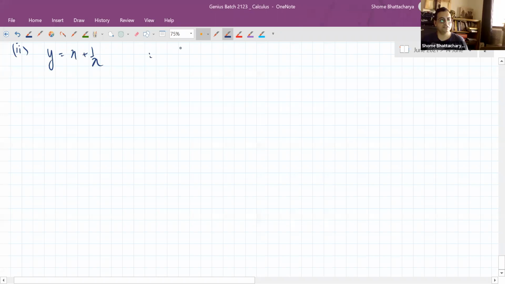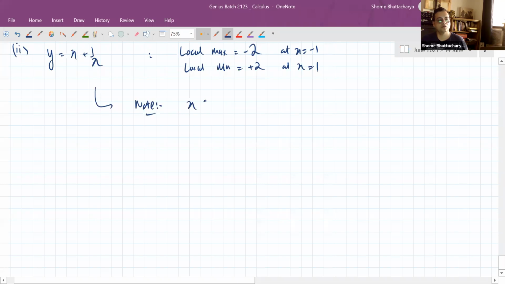So for this, we had seen that we had a local maxima equal to -2 at x equal to -1 and a local minima equal to +2 at x equal to 1. But we also note here that the domain of the function does not include 0. That is, x should not be equal to 0.